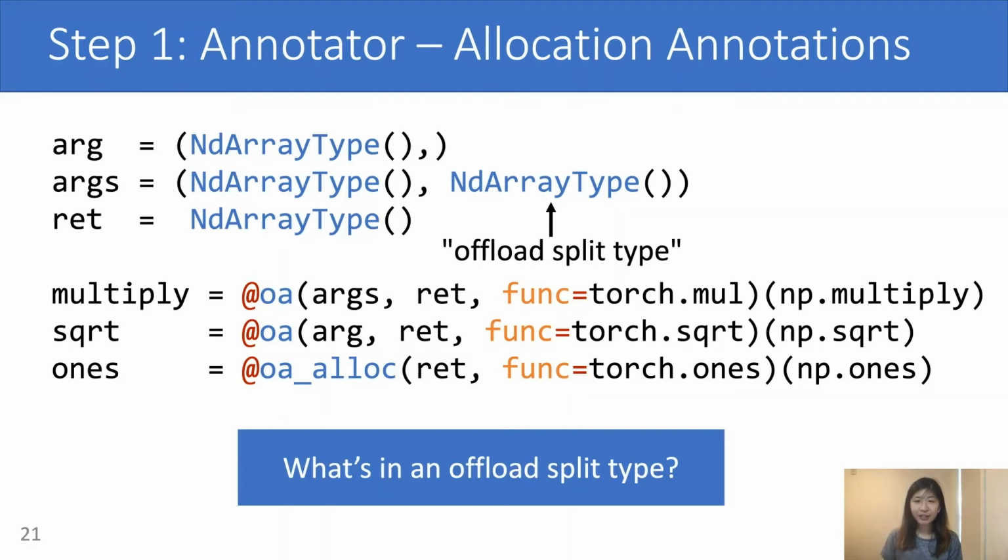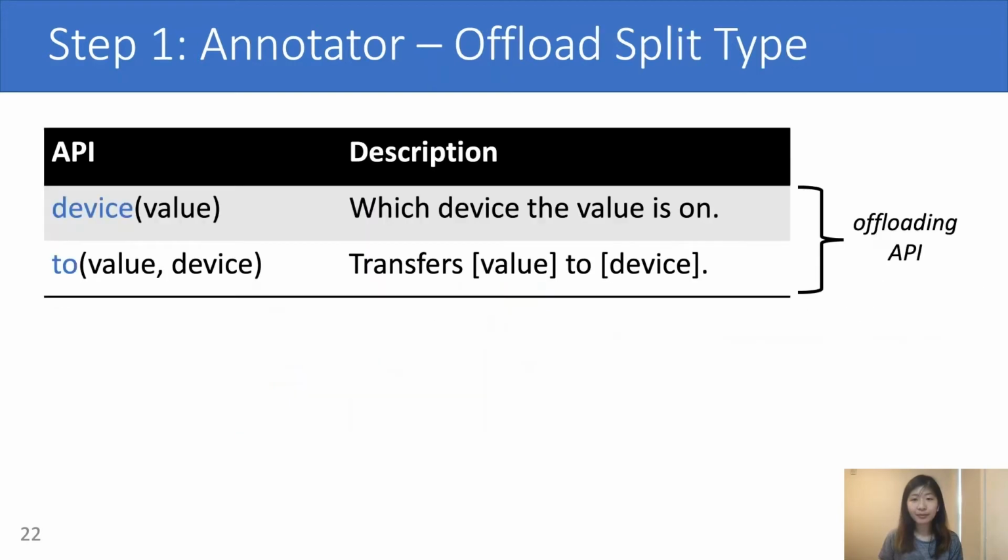With the function annotations in place, what exactly is in an offload split type? Offload split types convey information to the runtime through an interface that the annotator implements for each type. The interface consists of 5 function calls. The first 2 function calls are part of the offloading API. The device function specifies which device the value is on, the CPU or the GPU, and the to function transfers the value from one device to another.